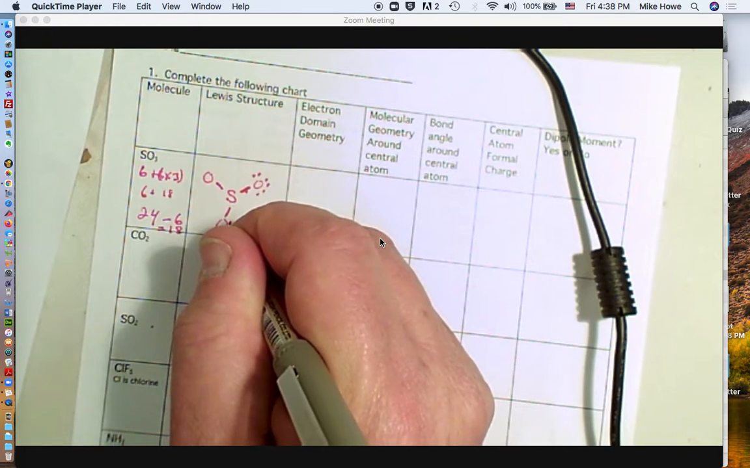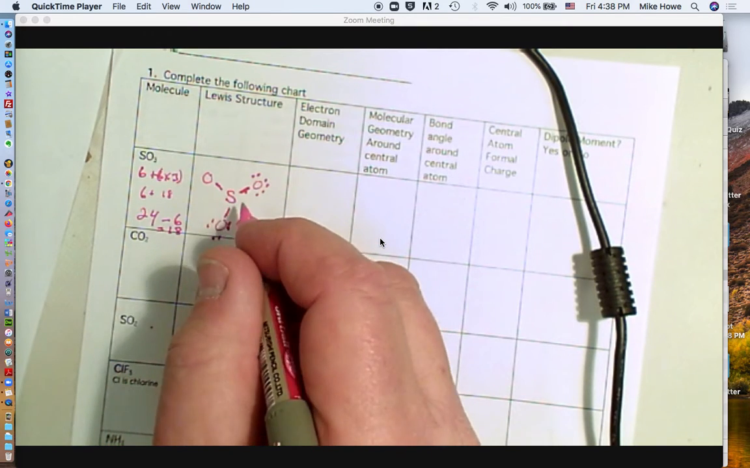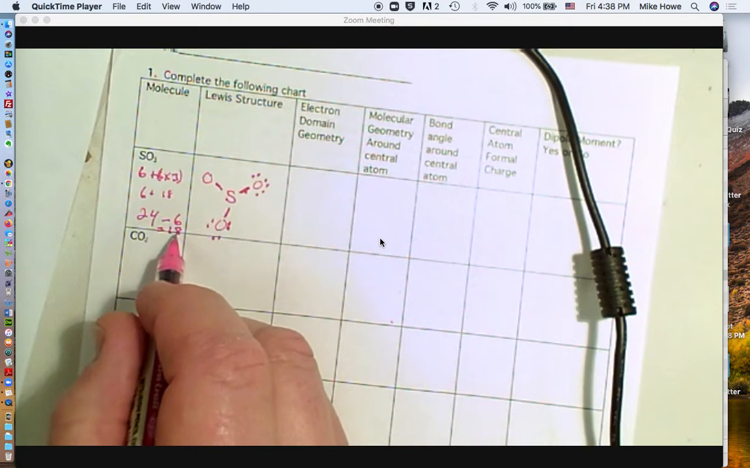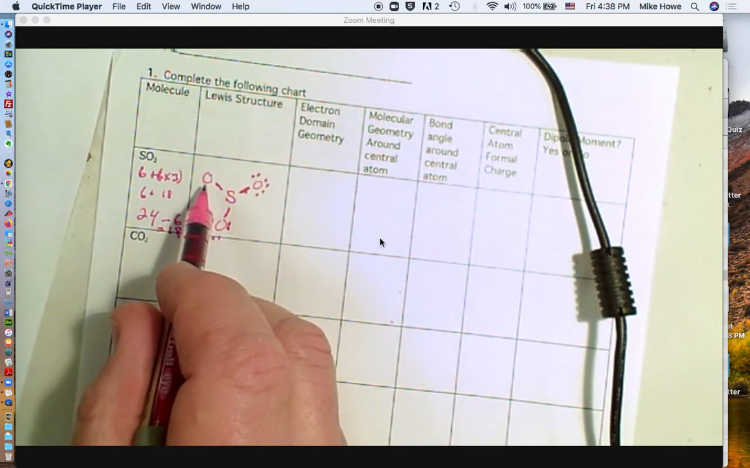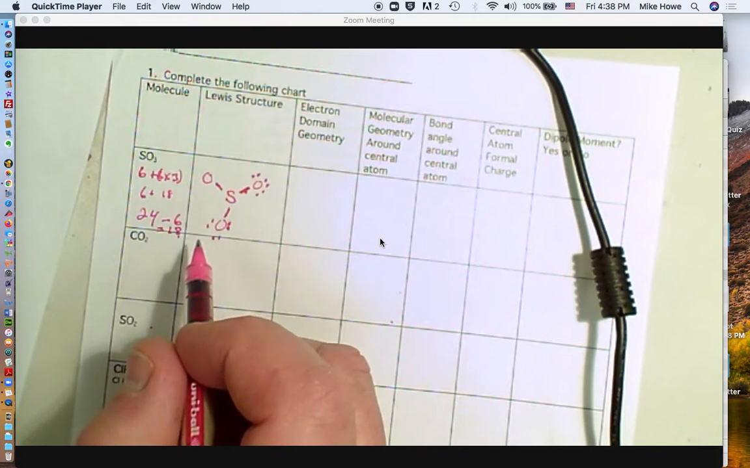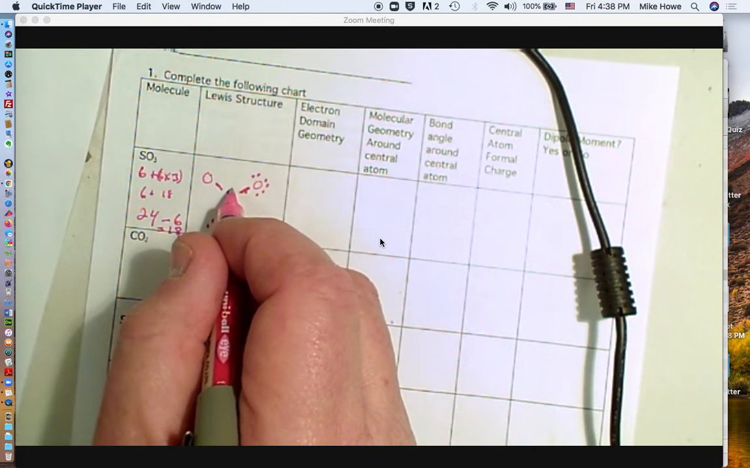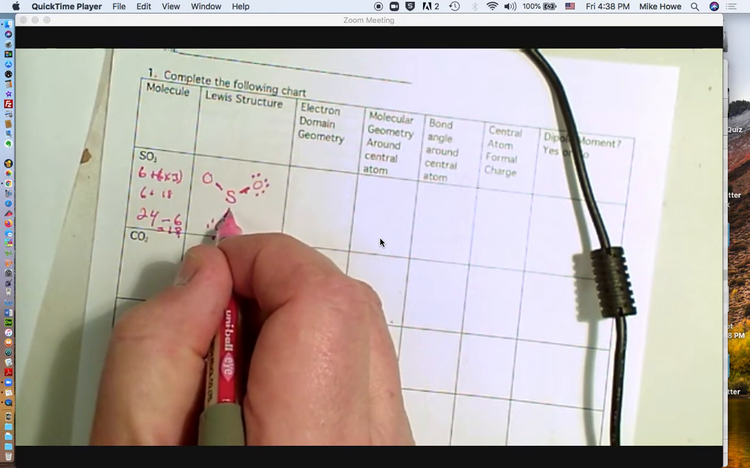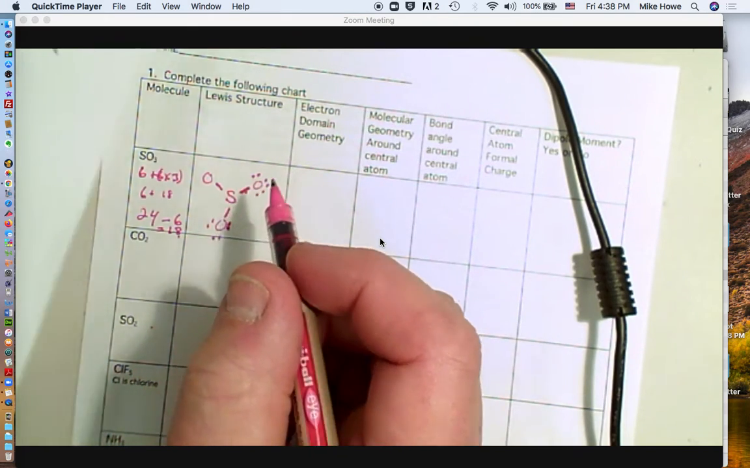Same thing here, 1, 2, 3, 4, 5, 6, and now we have 8 around the oxygen. Of the 18, I've used up 12 of them. So I'm going to do the same thing here and have 6, and then I'm going to be out of dots. At that point, I'm still going to need 2 more dots here, because the sulfur only has 2, 4, 6. So I'm going to be 2 electrons short.